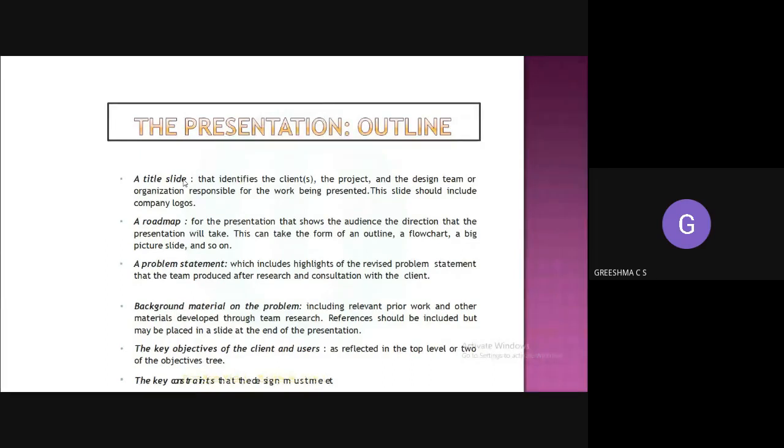Secondly, you have to keep a roadmap. Roadmap means what my presentation is and how my presentation will be. For example, first there will be a title slide, and the second page will be a content page. The content page will include all the contents that you are going to explain.